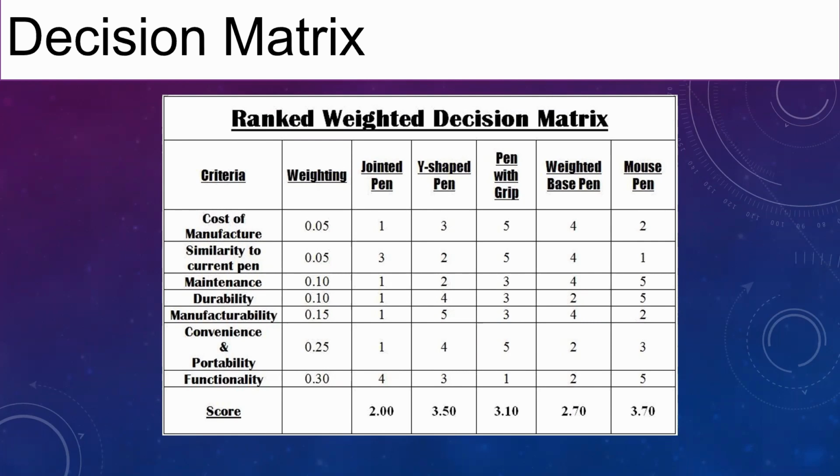So this is a general one. In this example, when generating this table, the users were looking at designing a new pen. So you can see here, they wrote out all their different criteria: the cost to make it, similarity to current pens, maintenance, durability, so on and so forth. And then they weighed each of these.